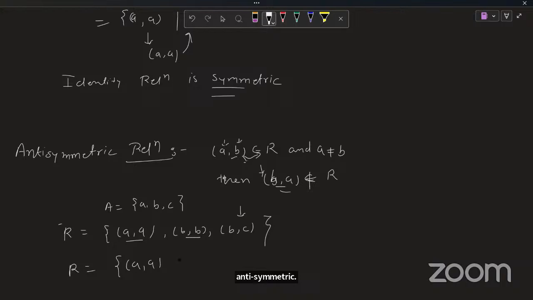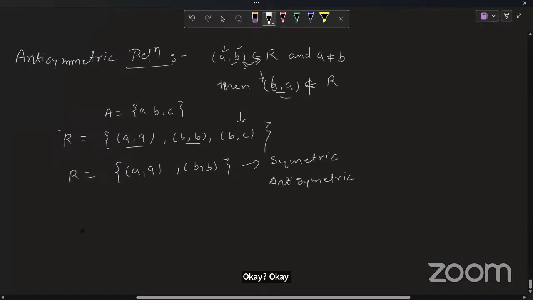I am giving you another example. Now tell me, is this an anti-symmetric relation? Yes. Is this a symmetric relation? So here this R is symmetric as well as anti-symmetric. So it's not that if a relation is symmetric, it cannot be anti-symmetric, or that an anti-symmetric relation must be one which is not symmetric.